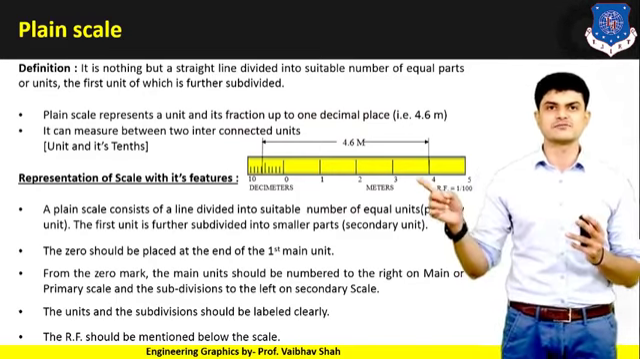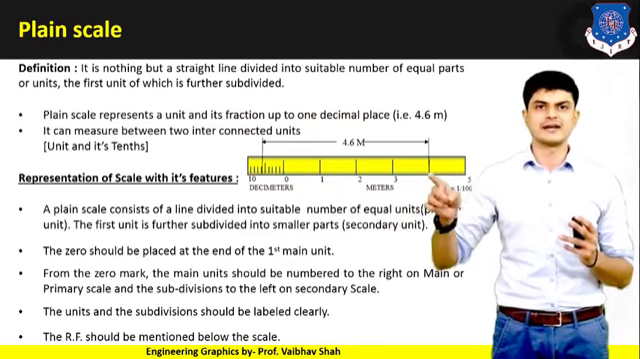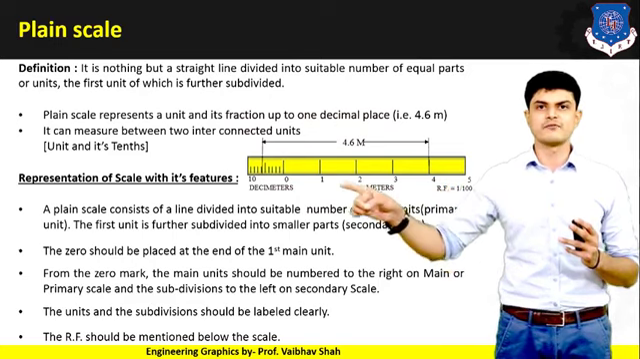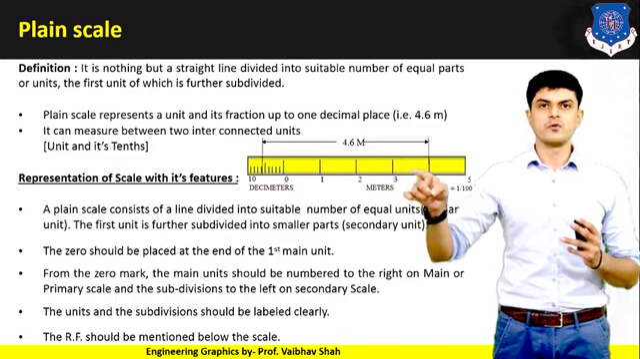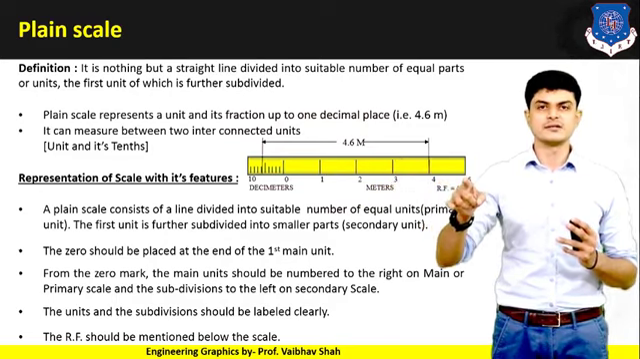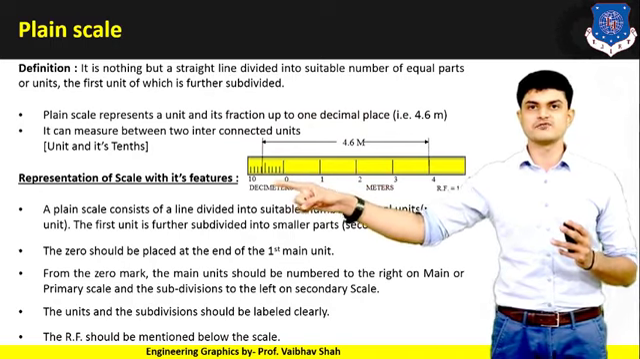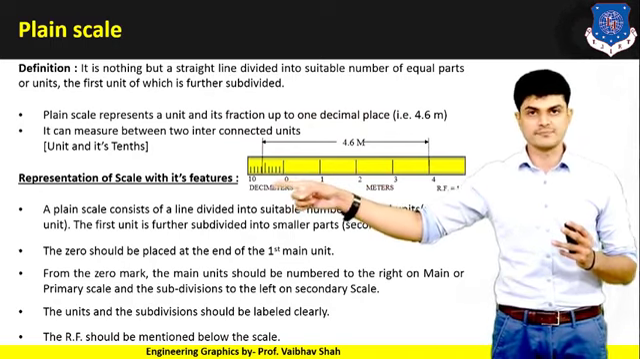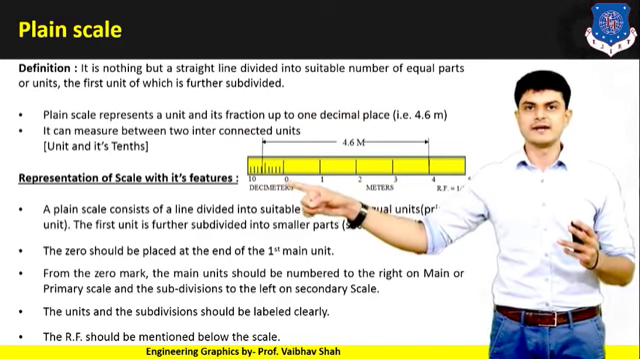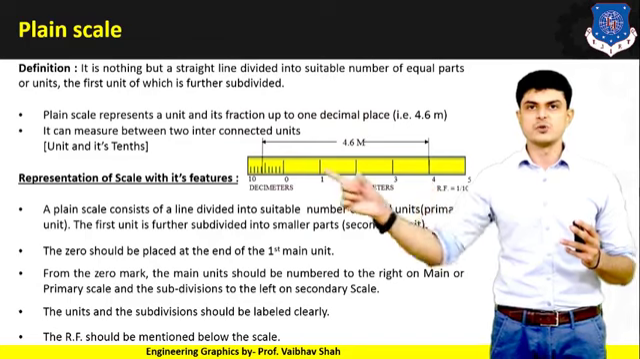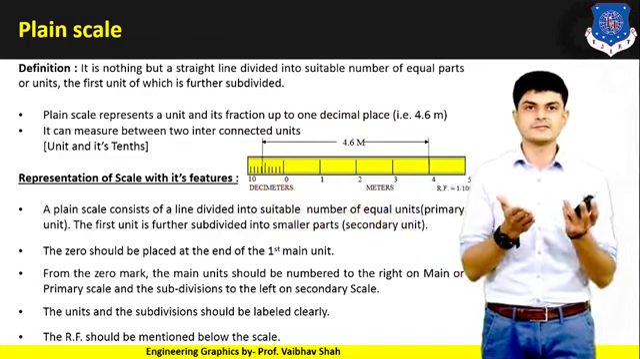As you can see, there is one figure of scale. It is nothing but a straight line divided into suitable number of equal divisions, 1, 2, 3, 4, 5 and 6, whose first division is further subdivided from 0 to 10. So we can now say it is a straight line divided into suitable number of equal divisions whose first division is further subdivided, and that is your plane scale.